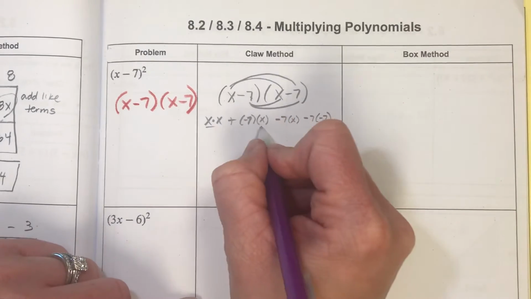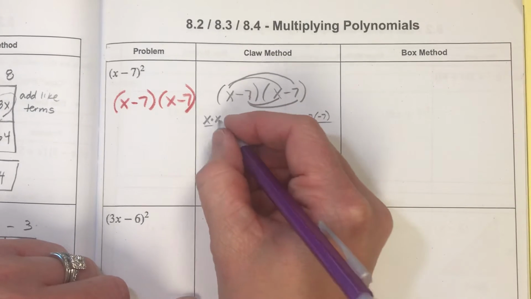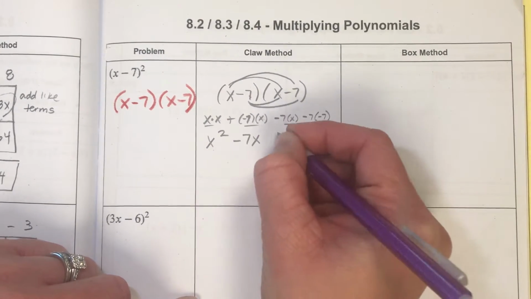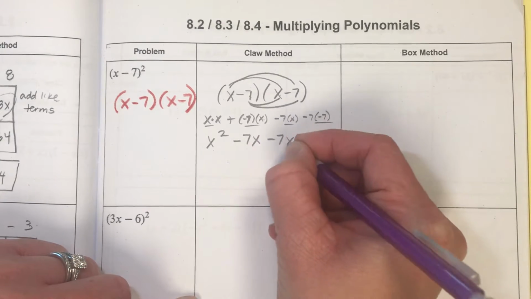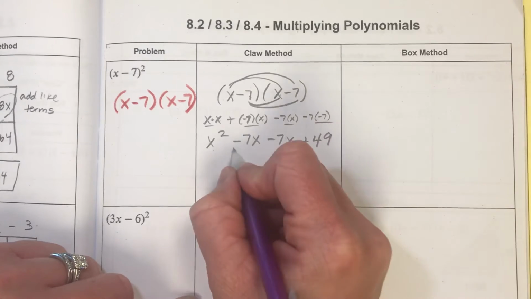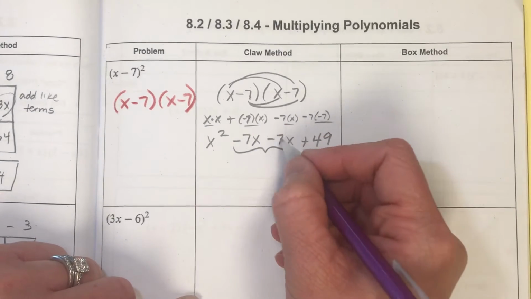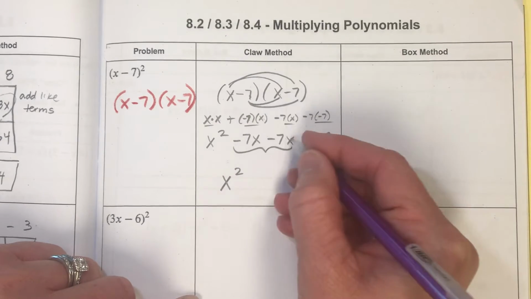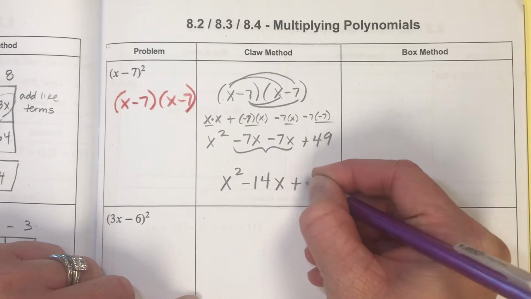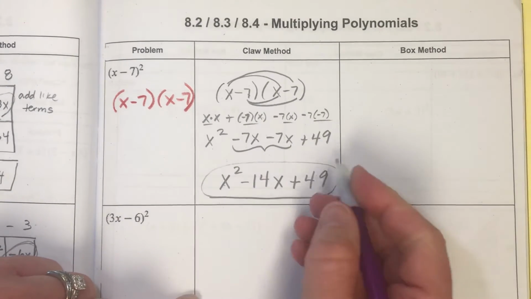So we're going to multiply first before we subtract or add what we have. X times x is x squared. Negative 7 times x is negative 7x. The other negative 7 times x, and then negative 7 times negative 7 is positive 49. We are going to combine any like terms that we have. Negative 7 minus 7 would be, for my middle term, a negative 14x. And so our expression here, x squared minus 14x plus 49.